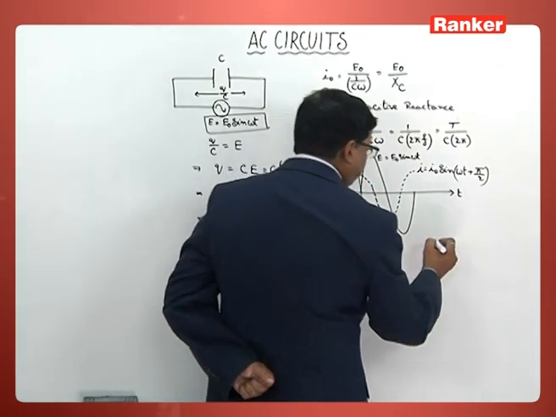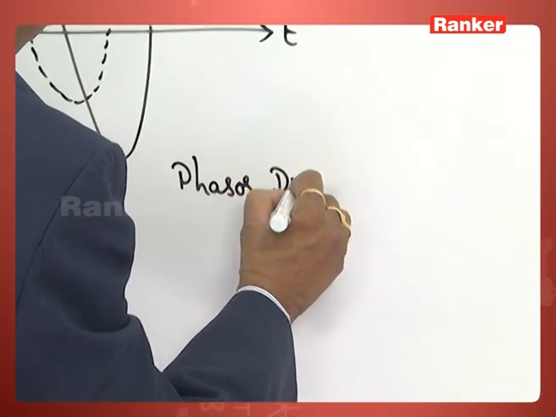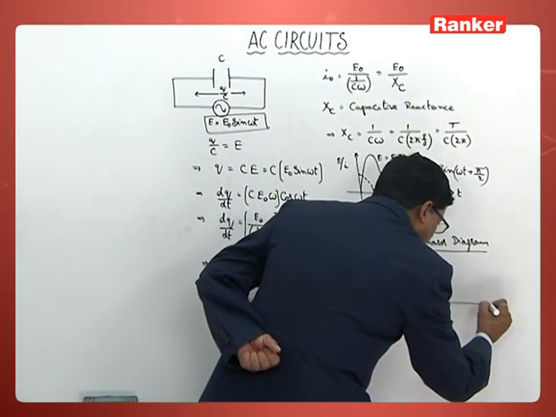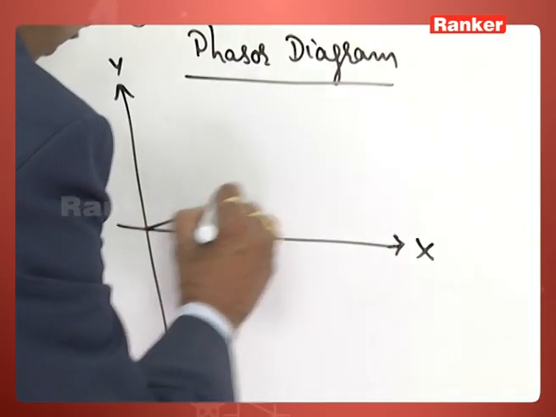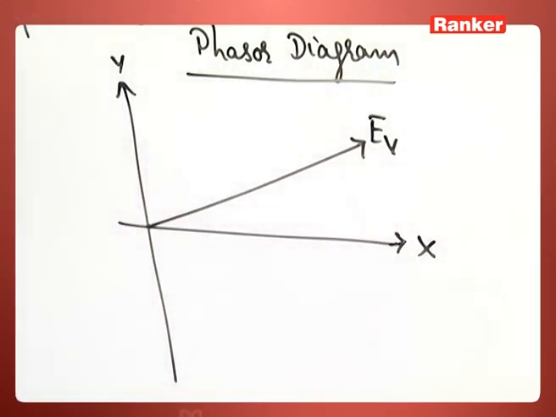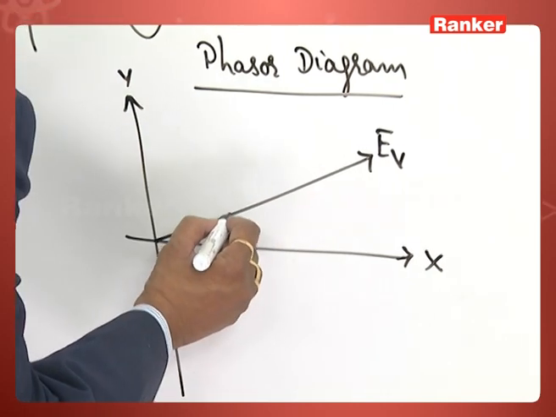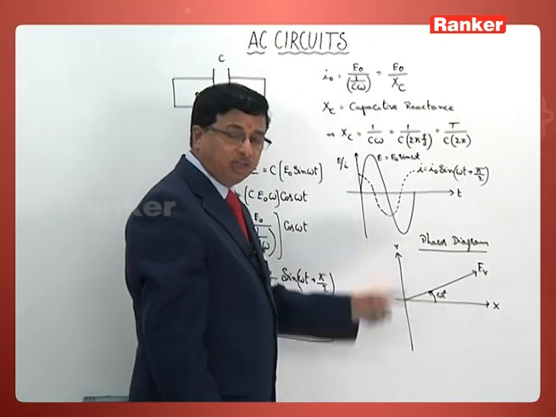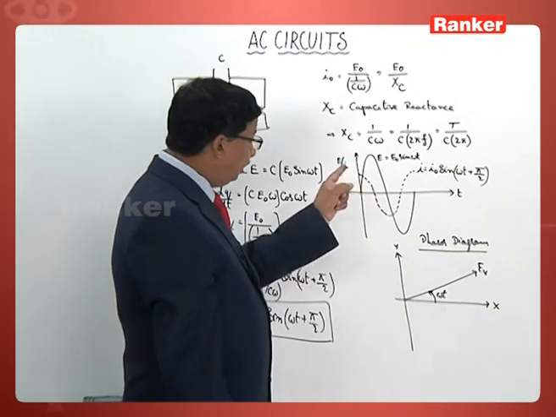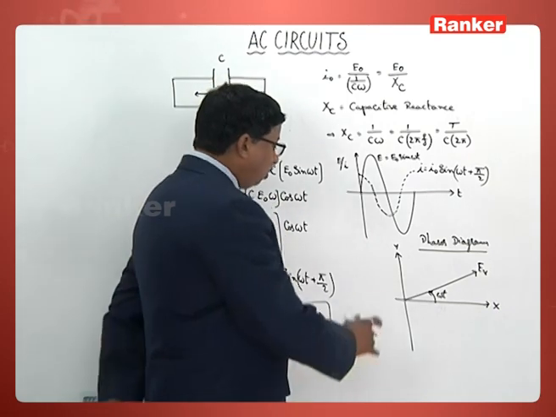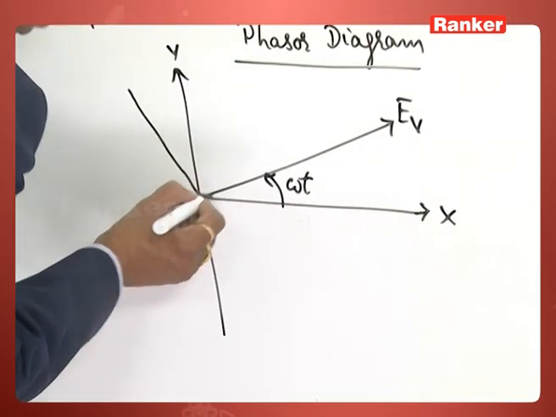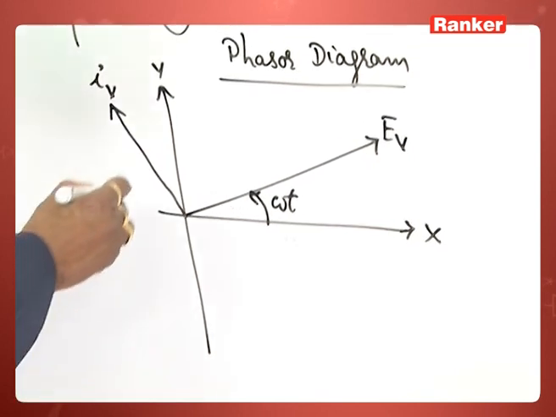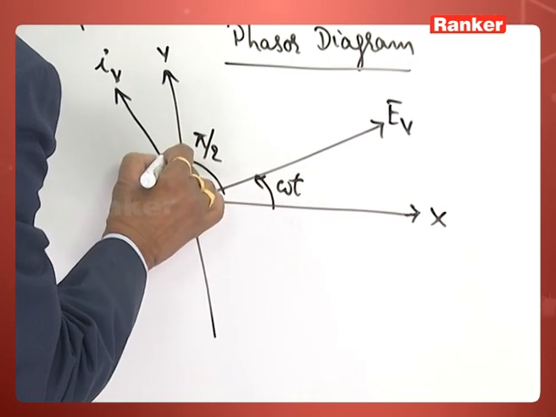Same if you consider in the case of phasor diagram. When we consider phasor diagram, this being x-axis now, this being y-axis now, this is the line representing the virtual value of EMF. This virtual value of EMF is at an angle, say, omega t with x-axis. Now we should understand current leads that EMF by 90 degrees, pi by 2 radian. So how to draw that one? We just have to draw a line which is perpendicular to this, and you have to show this one as virtual value of current. And this angle between these two now to be taken as pi by 2.